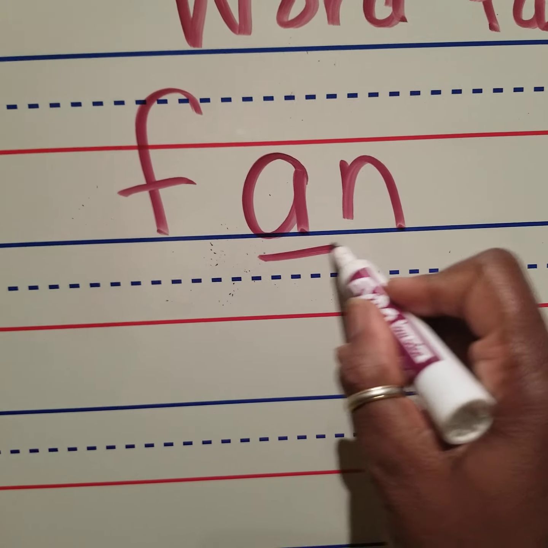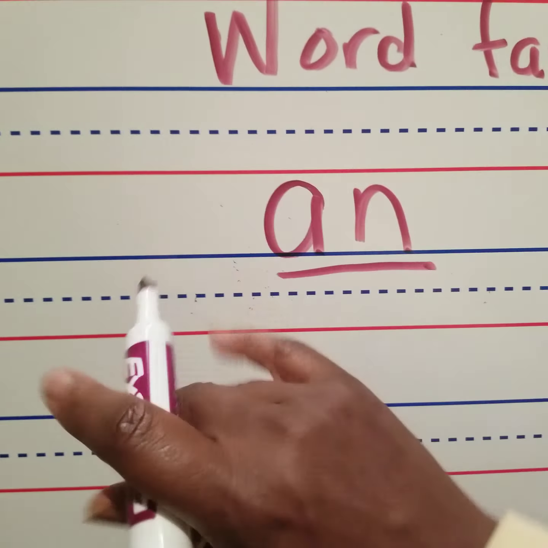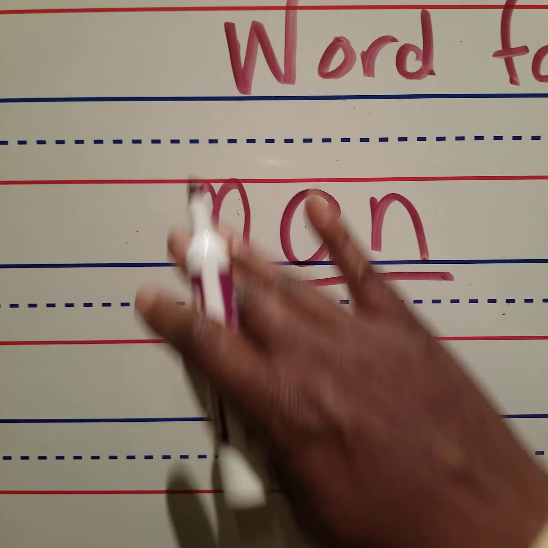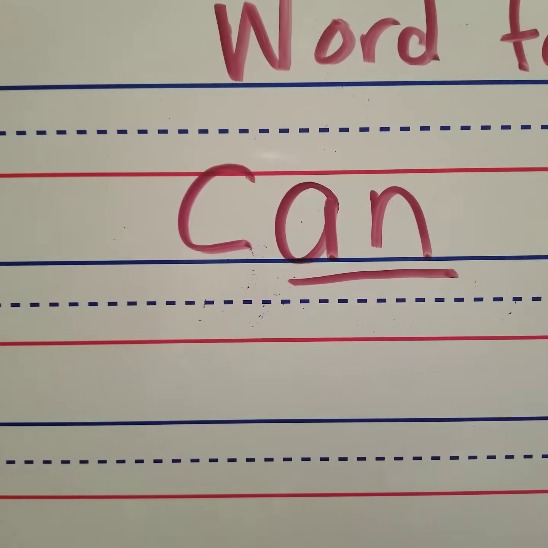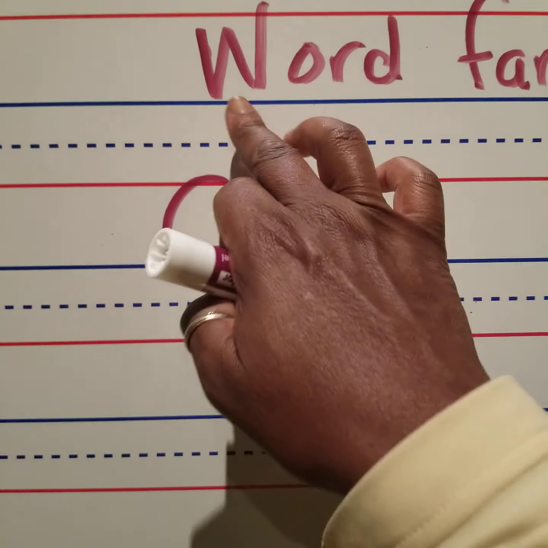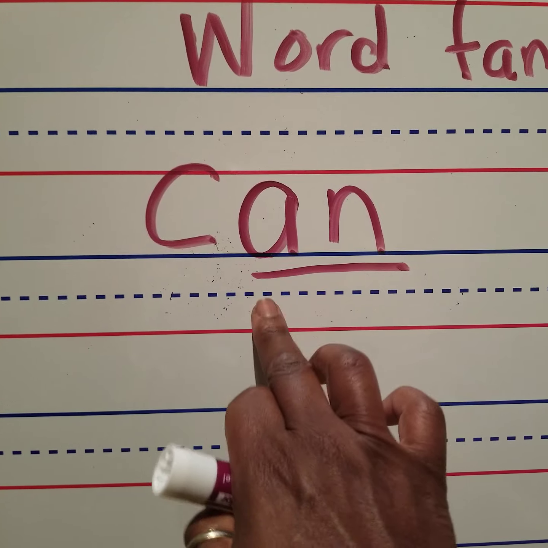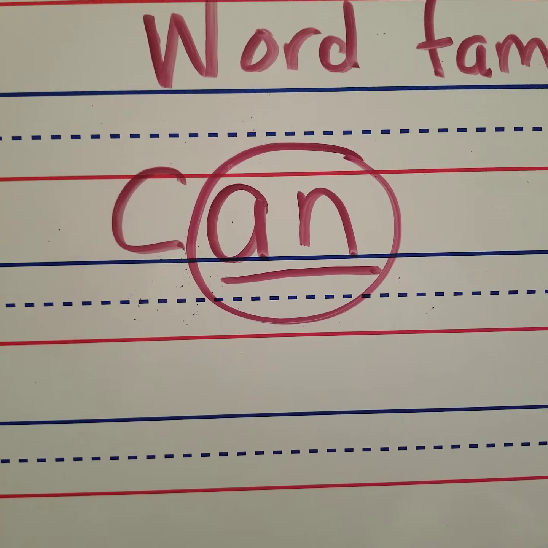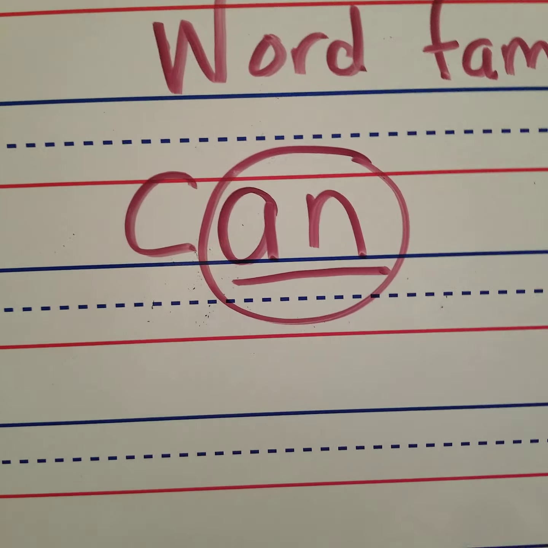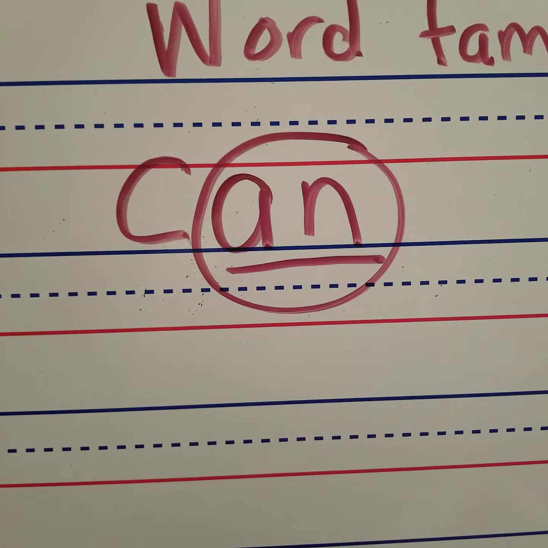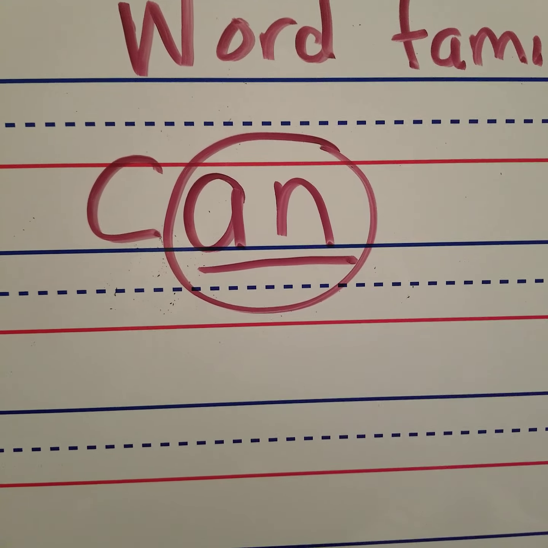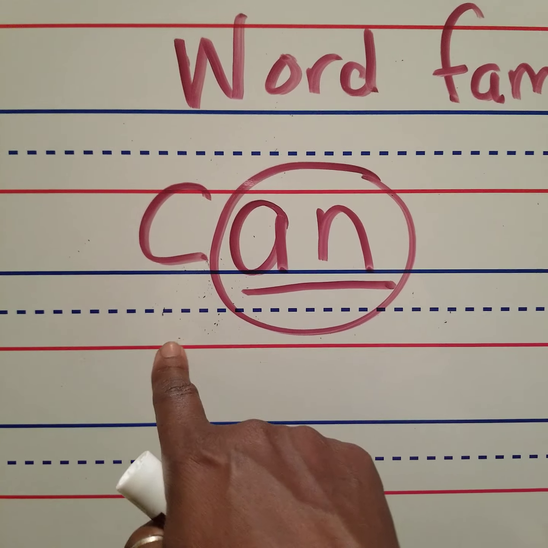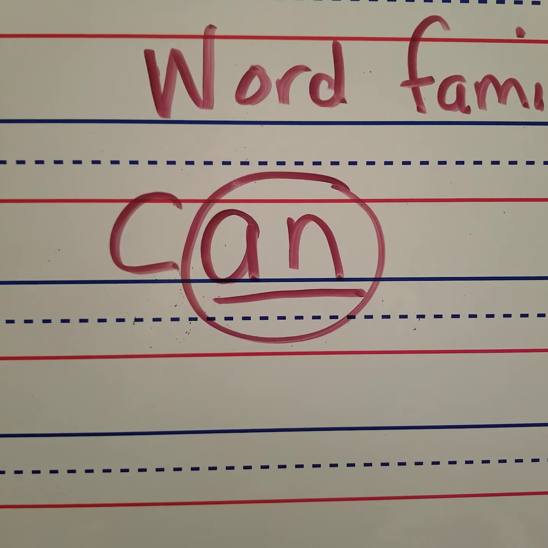So notice how this never changed. If I change the F to M, it's man. If I change the M to C, it's can. And so that's how we work with a word family. We keep the last two letters because that is what the family has. And then they keep changing the first letter, and all the words rhyme and sound the same because they're all in the same family. Man, can, fan, Dan, right?